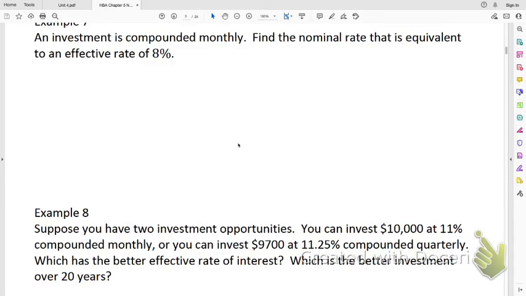This time we're switching an effective to a nominal. So this time we choose nominal, which is B. What goes first in the parentheses? The 8, the percent. So that is your 8.